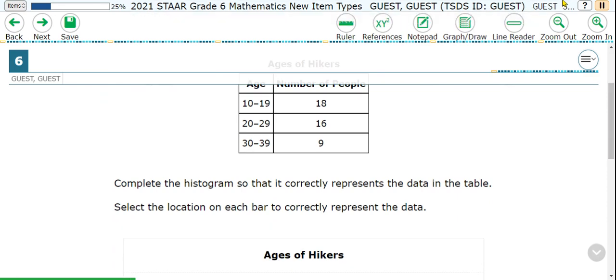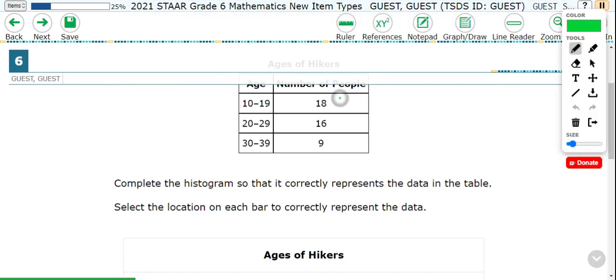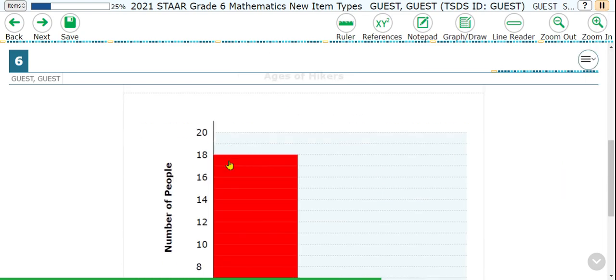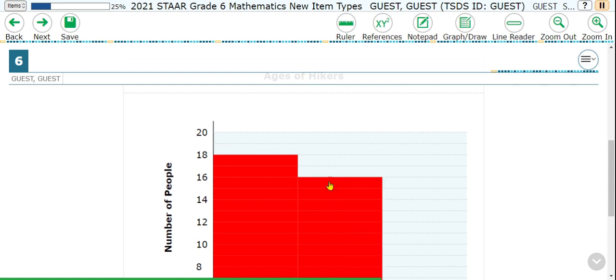This one you don't have to count them. They are given already. There's 18 in the 10 to 19, 16, and then 9 for the frequency categories. 18, 16, 9. Go down below 18, follow it over 16, and then we have 9, slide it over, make sure we got it right between 8 and 10. 18, 16, 9.